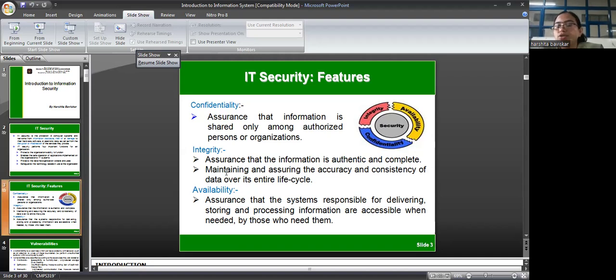It assures that information is shared only among the authorized persons or organization. So confidentiality is a principle which states that whatever information is shared, it should be shared among the authorized persons or the organization. Integrity assures that the information is authentic and complete. It maintains and assures the accuracy and consistency of data over its entire life cycle. Availability assures that a system responsible for delivering, storing, and processing information keeps it accessible whenever needed by those who need it.